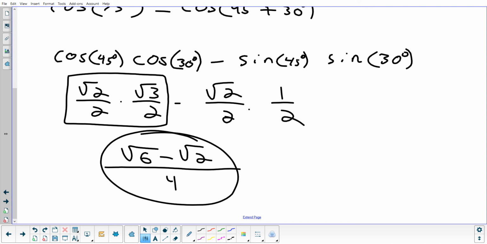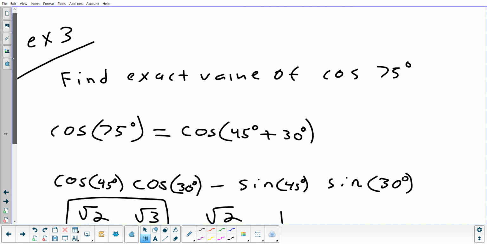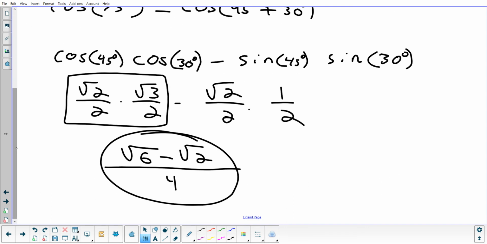I think the only difference from when we did the first problem is that that was a plus sign. These kinds of problems end up with lots of square root of 6s, square root of 2s, and 4s. The only thing that changes is sometimes you have a plus up here, sometimes a minus, sometimes two minuses. It just depends on the problem. Any question on that? That's the exact answer for the cosine of 75.